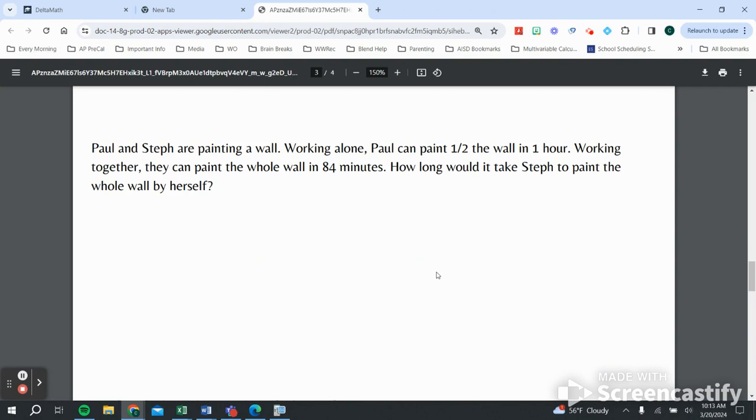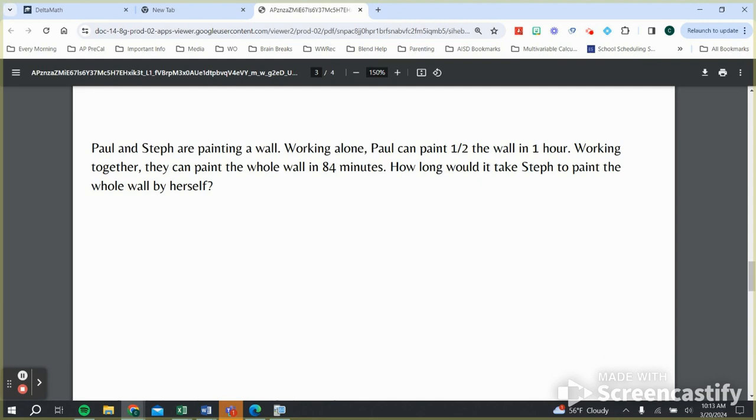Same type of problem. Paul and Steph are painting a wall. Working alone, Paul can paint half the wall in 1 hour. Working together, they can paint the whole wall in 84 minutes. How long does Steph take to paint the wall by herself? Here again, we're going to use that same formula. We want Paul's information plus Steph's information equals our together information.